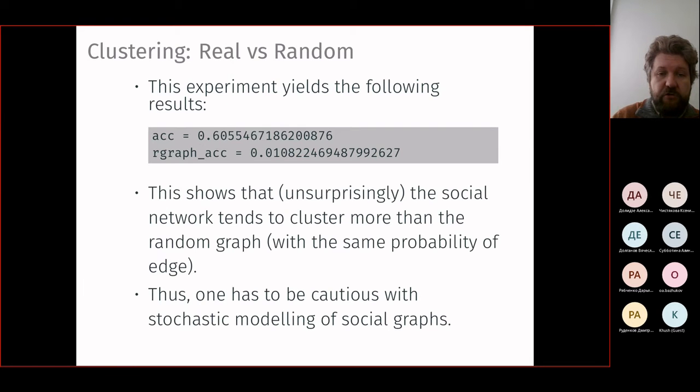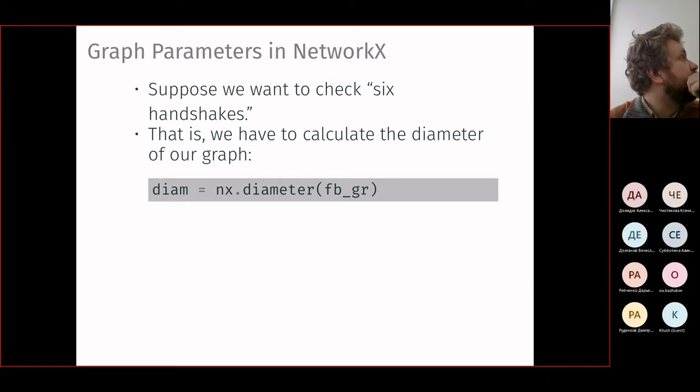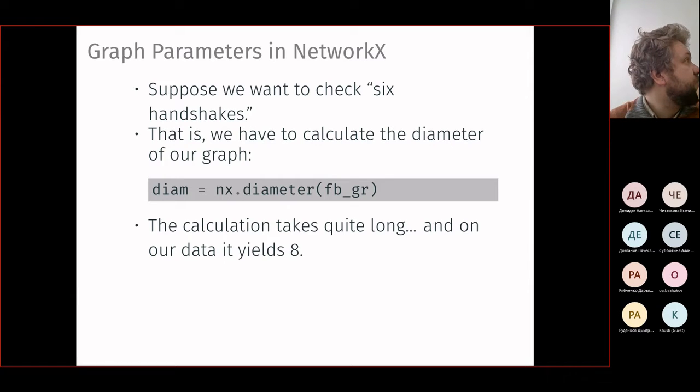Okay, so also we can check six handshakes. Again, this is the function called diameter, and you can calculate it. It takes quite long because for computing the diameter you have to consider many pairs of vertices and compute the distance between them. This is quite time-consuming, and on our data it yields 8. So it's not 6, but 8. Well, because we are not in the real network, but in a subset, the egocentric network.